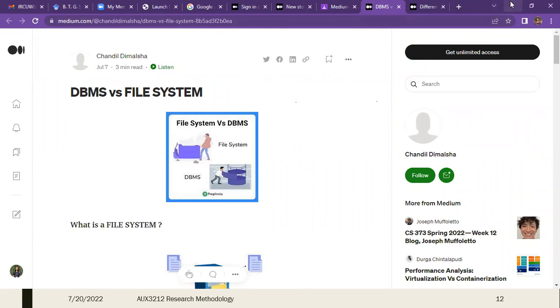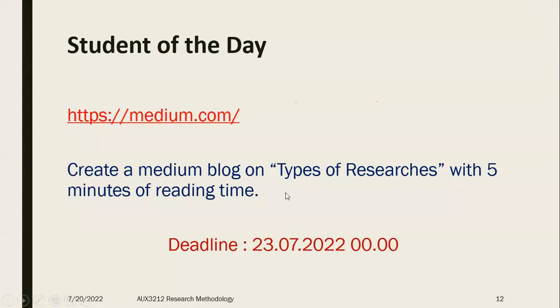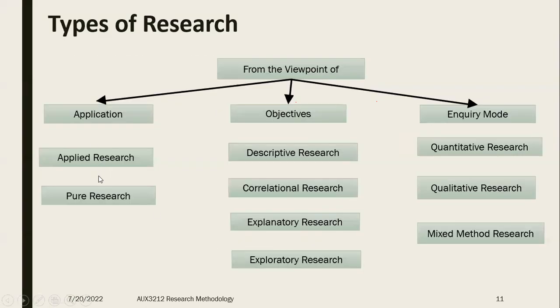Are you clear with Medium? So your question is types of researchers. So here you have 9 research types.